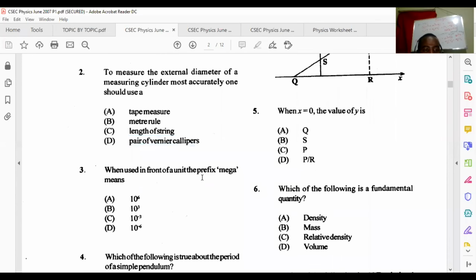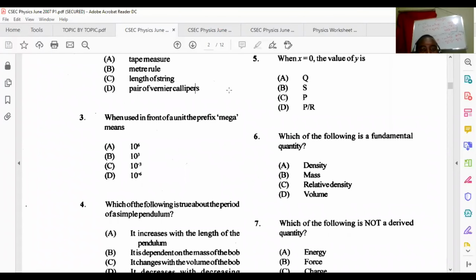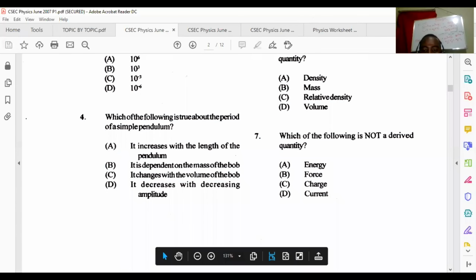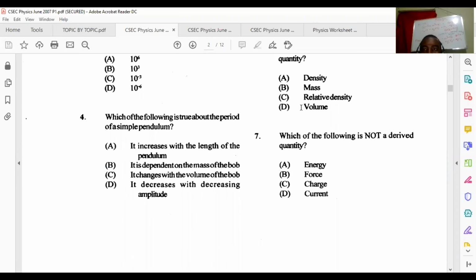All right, next, 3, when used in front of the unit, the prefix mega means 10 to the 6. A. All right, so mega is 10 to the 6. Great. All right, 4, which of the following is true about the period of a simple pendulum? I think it's A. Yes, it is A. Remember we did that last class, so A. We increase the length, so the time also increases.